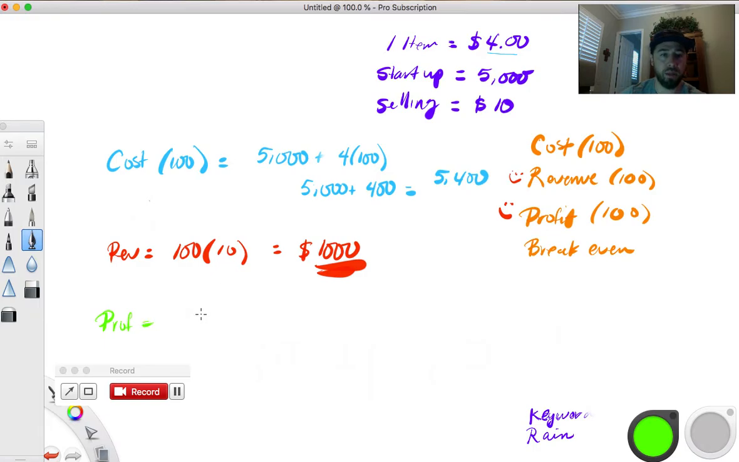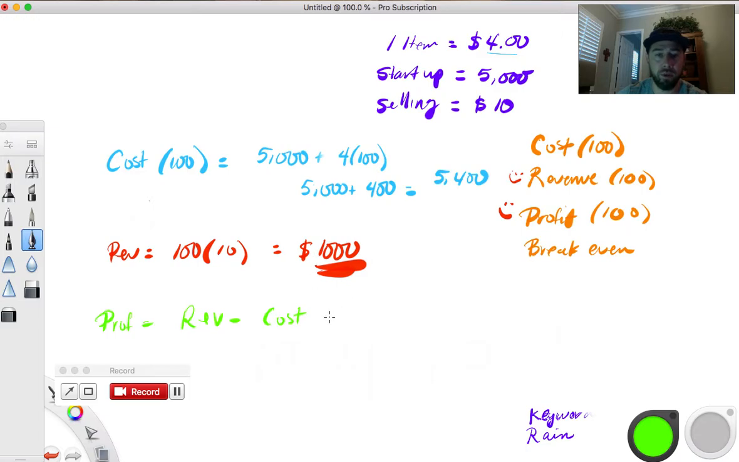Profit is always going to be our revenue minus our cost. Revenue minus cost. Okay, and you can keep this in your notes. It's really important because you're going to use it for all your numbers that you came up with. Your revenue minus your cost.